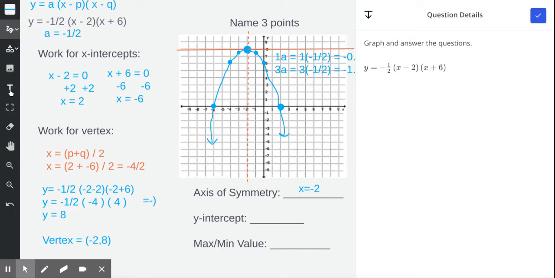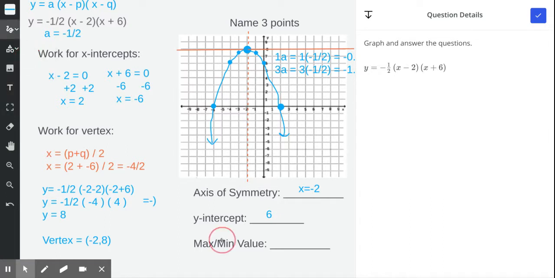Now I'm going to fill in whatever else it asked me to. So my y-intercept is wherever my curve hits the y-axis. I see it hits over here at 6. So I can just say 6 or (0, 6). Then does it have a max or min? Well, this vertex is always going to be the vertex. Does it go all above or all below? Well, it goes all below, which means I have a max.